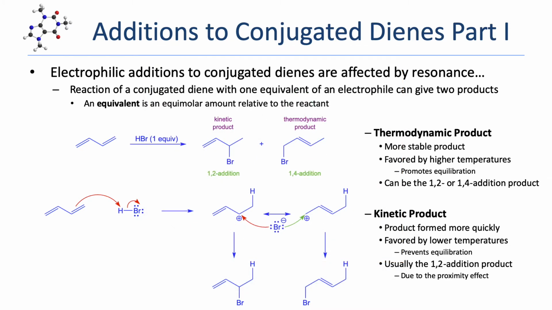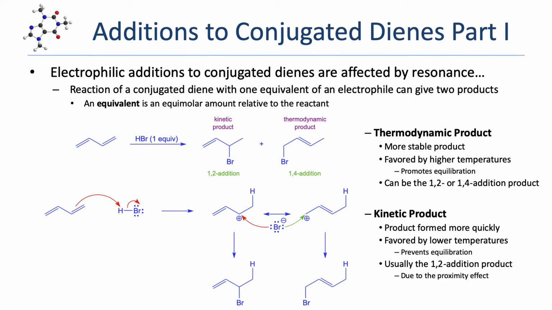And that's why both products of this reaction are favored. In this case, the 1,4 addition product is more stable and therefore favored thermodynamically, and the 1,2 addition product is formed more quickly and thus favored kinetically. Well, that doesn't actually answer the question of which product is the major product. And that is going to depend on whether the reaction is run under thermodynamic control or kinetic control.